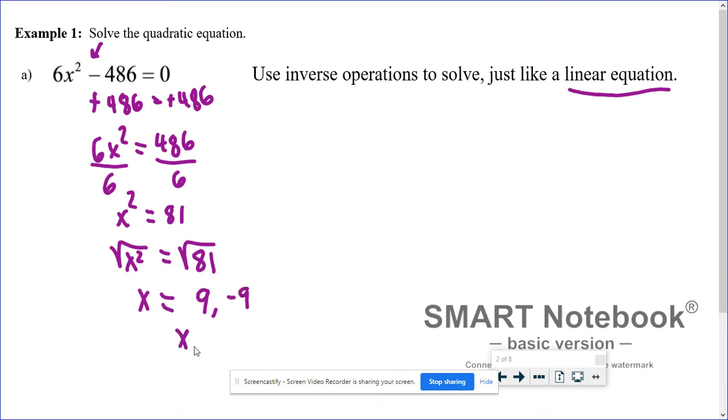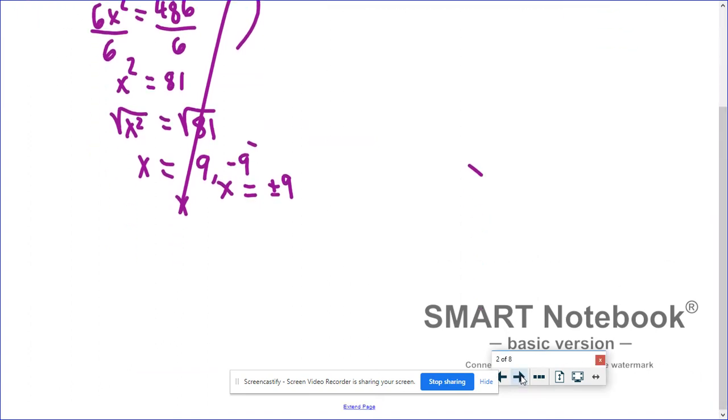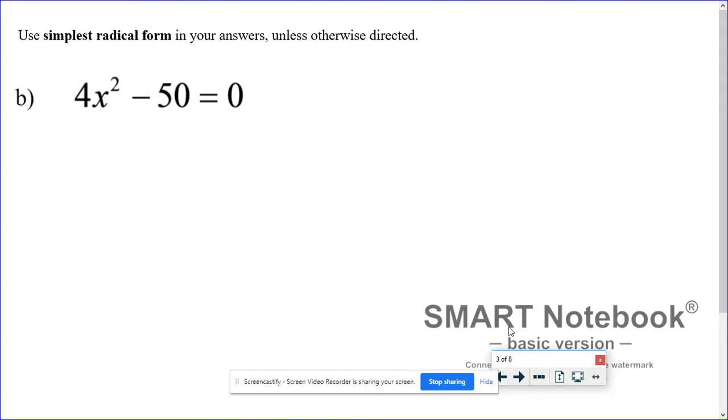You can also write that with the symbol x is equal to plus or minus 9. Okay. Let's take a look at another example.